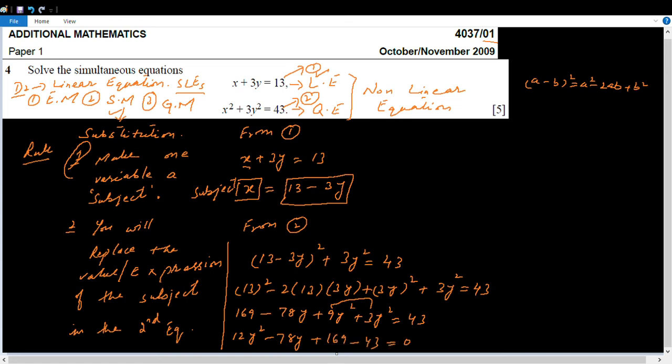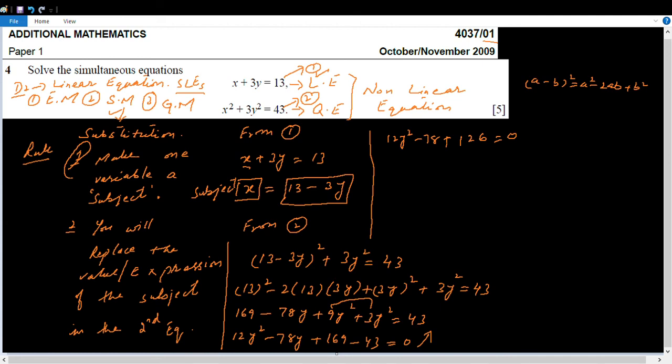Now when we further simplify it, it becomes 12y² − 78y + 126 = 0. Now you can take 6 common.